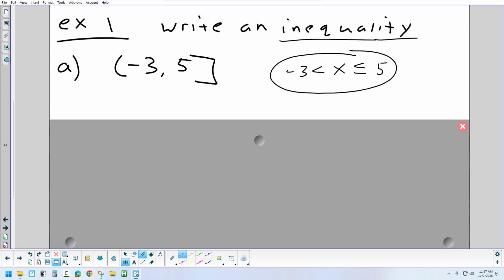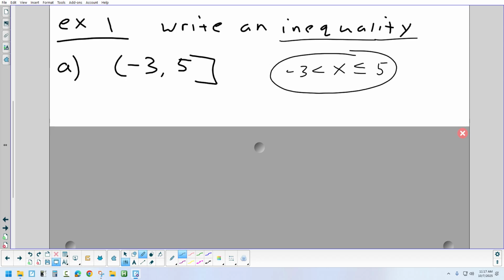Is this a bounded or an unbounded interval? Bounded, because I'm telling you the lowest number you can pick is -3, the highest number is 5. It doesn't go on forever. Yes? How do we know which is less than or greater than? When you're writing it as an inequality, yeah.